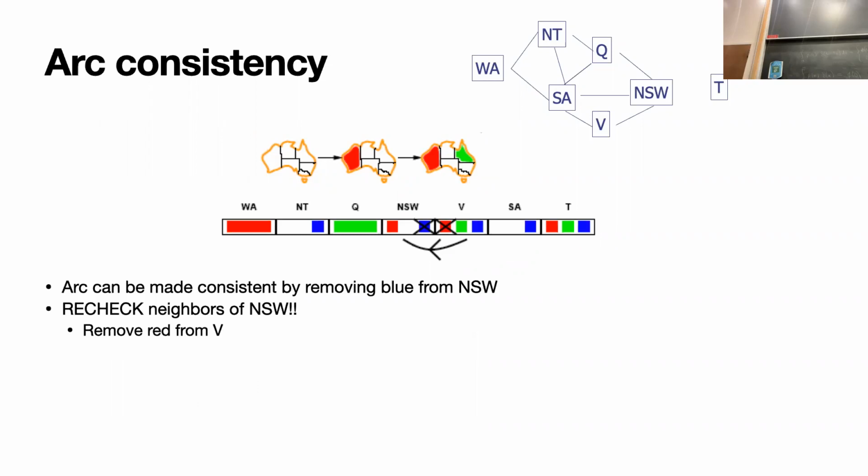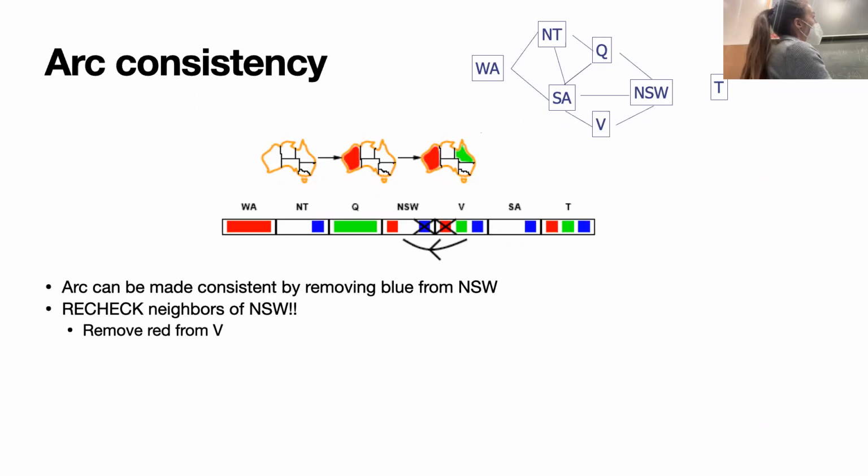But once we do that, once we remove something from the arc of New South Wales to South Australia, then we need to recheck all its neighbors. Once you've removed something, you have to make sure that you haven't caused any inconsistencies elsewhere. This is the exact aspect of the propagation. We've made a difference. Now we need to propagate it through the rest of the neighbors. So what we do now is draw an arc from V to New South Wales.